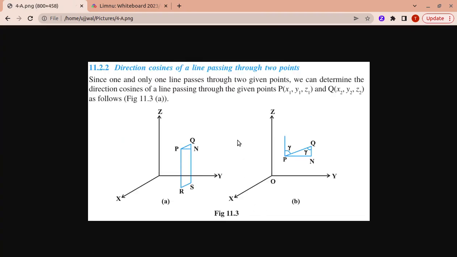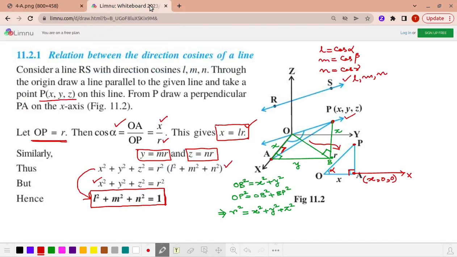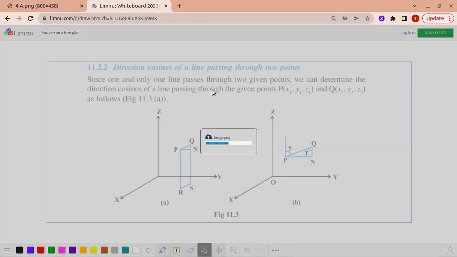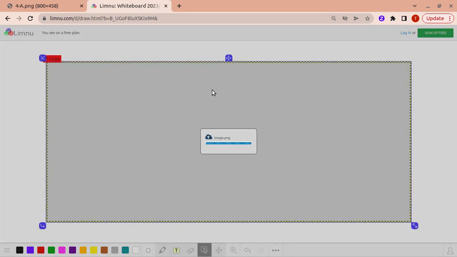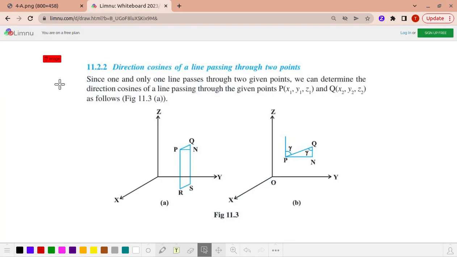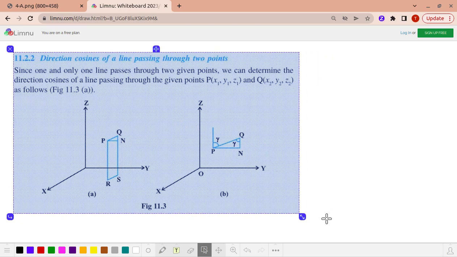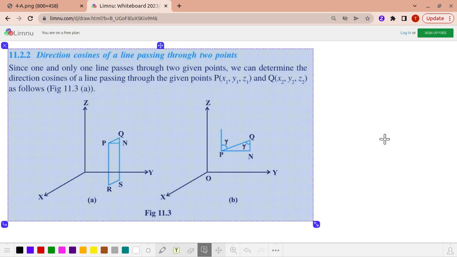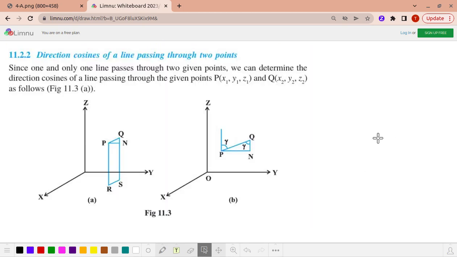Okay, so the next point I am going to discuss is the direction cosines of a line passing through 2 points. Very important. These are the building blocks on which we are going to discuss the other portions of three-dimensional geometry. That is why I am explaining by taking time, and as it is getting recorded, you can watch it multiple times to be absolutely clear.